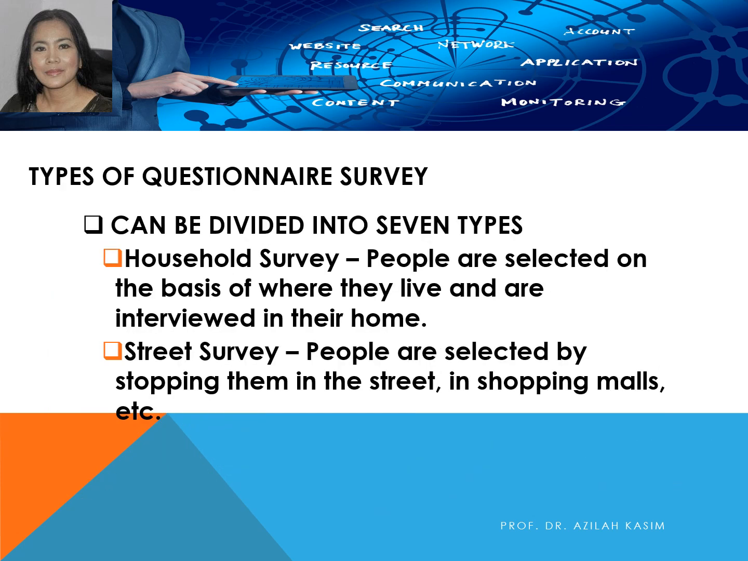Types of questionnaire survey can be divided into 7 types. This means quantitative. Household survey means you go house to house and interview them using a standard questionnaire. Or street survey, that means instead of going to their houses, you intercept them while they are shopping, or walking in the street, or waiting for the bus, or anything like that. Okay, and then ask them to participate in your survey.